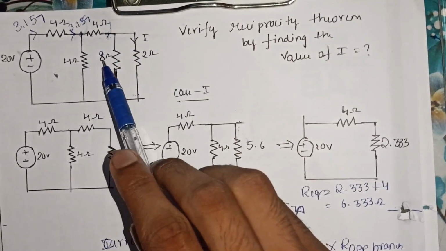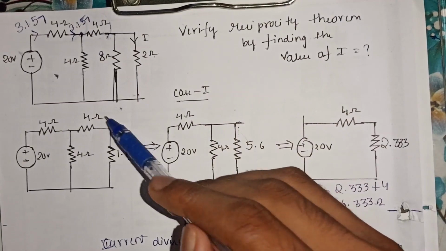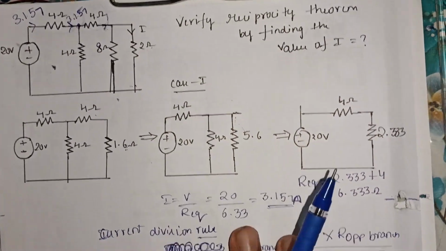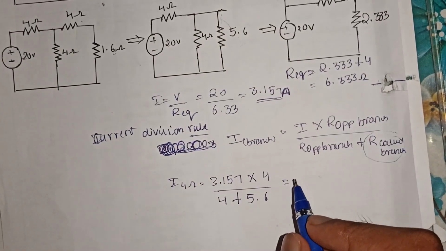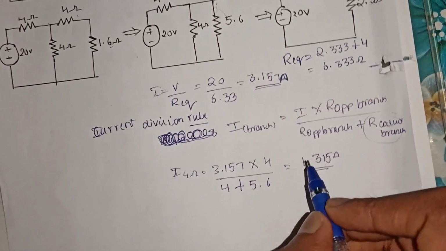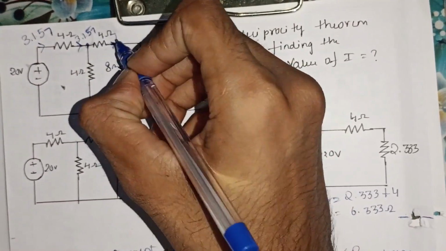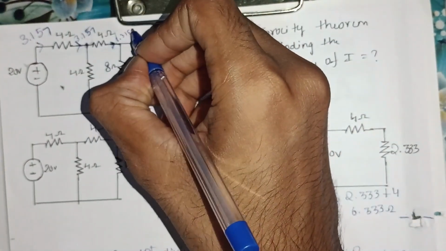I should find the equivalent, that is 8 and 2 ohm, which are in parallel. Hence the equivalent value is 1.6, which is in series with your 4 ohm resistance. Hence the total comes to be 4 plus 1.6, which is 5.6. So on calculating, you get your value as 1.315 ampere. So the current that entered this 4 ohm resistance branch is 1.315 amperes.